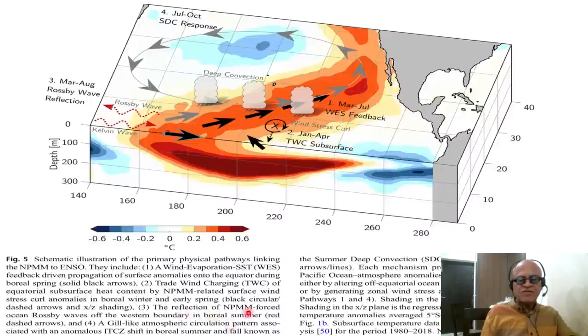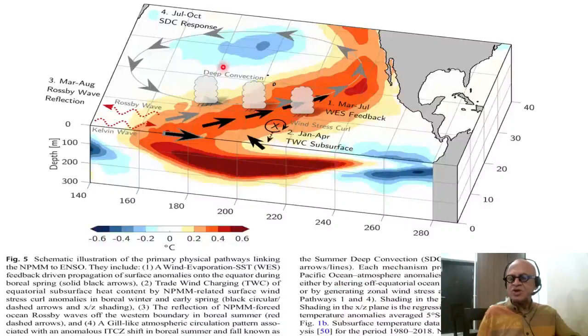And thirdly, the reflection of the NPMM forced ocean Rossby waves off the western boundary in boreal summer in red dashed arrows, and producing Kelvin waves with the red dashed arrows. So reflected Rossby waves coming in as Kelvin waves, which is a typical process for forcing El Nino or initiating an El Nino. Fourth, Gill type summer deep convection response, which is going to reinforce the seasonal footprinting, and this goes from boreal summer into fall, known as the summer deep convection response, clouds and solid gray arrow lines.